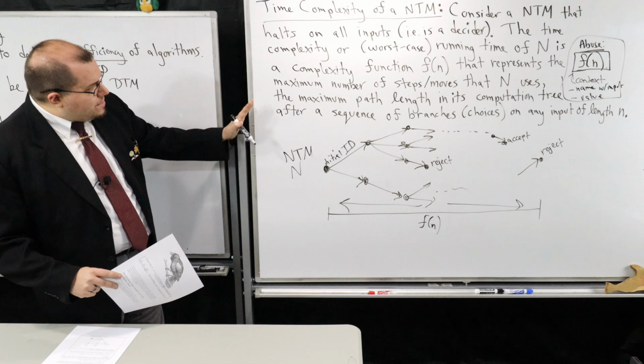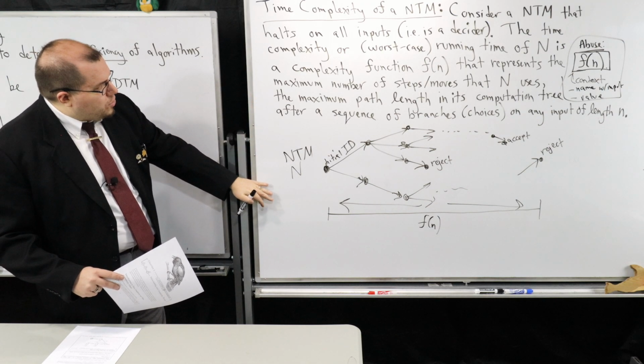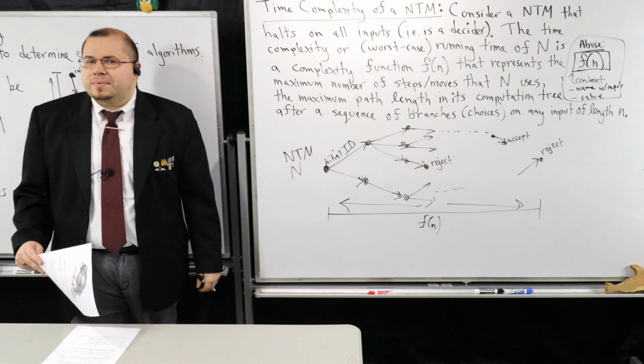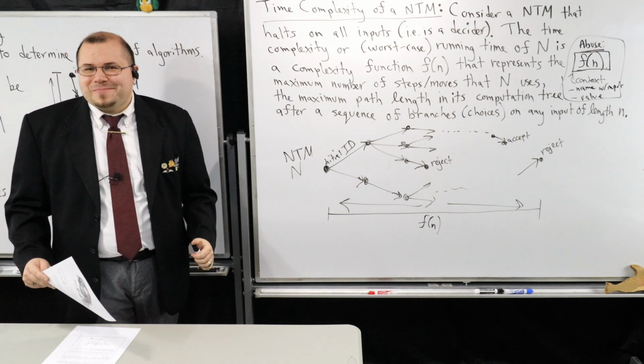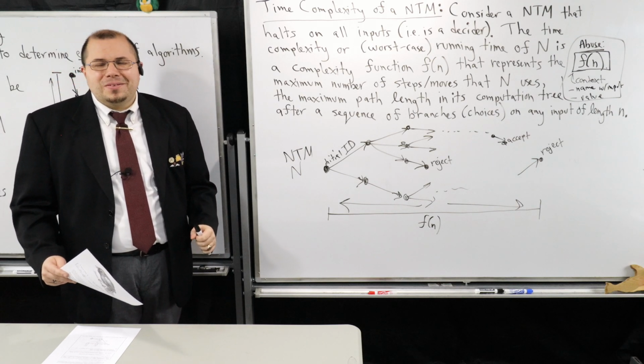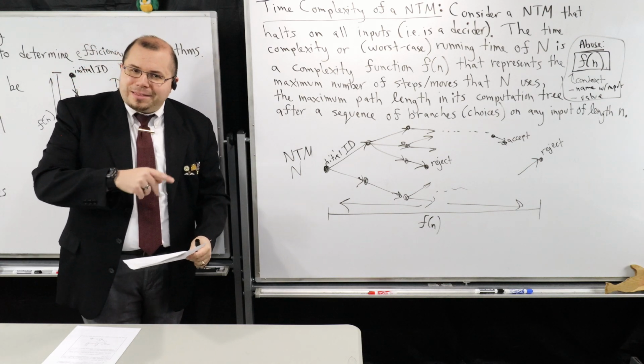So are we okay with this definition of time complexity for our non-deterministic Turing machine? Are there any questions about this? Because if we're okay with this, I'll proceed.